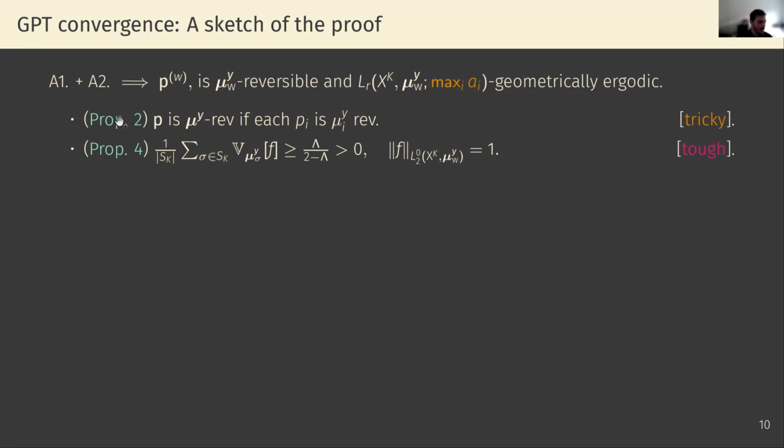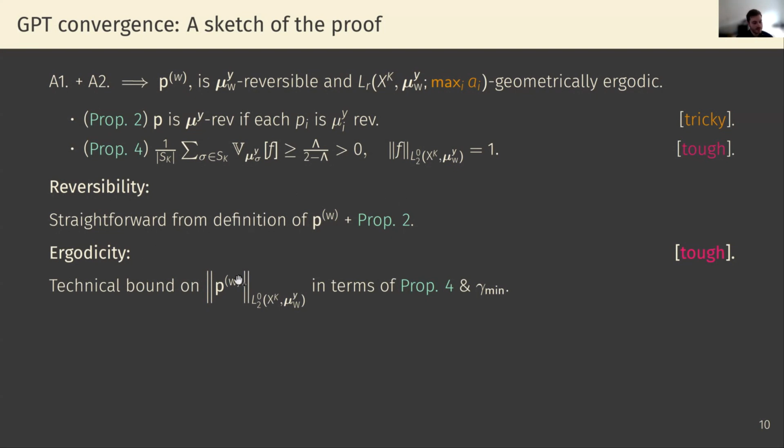But again, we rely upon proposition 2, where if P is reversible, each of its components are reversible, and on this technical bound on the variance of each with respect to each of the permuted joint measures mu I sigma. We needed to show that one can bound this variance in terms of the overlap between measures. And again, reversibility is straightforward from the definition of PW plus proposition 2. And ergodicity is much trickier, and it relies upon a technical bound on these operator norms in terms of proposition 4 and the minimum between the spectral gaps of each operator.